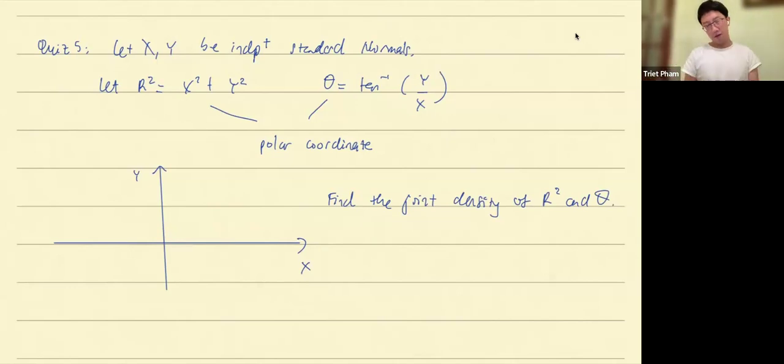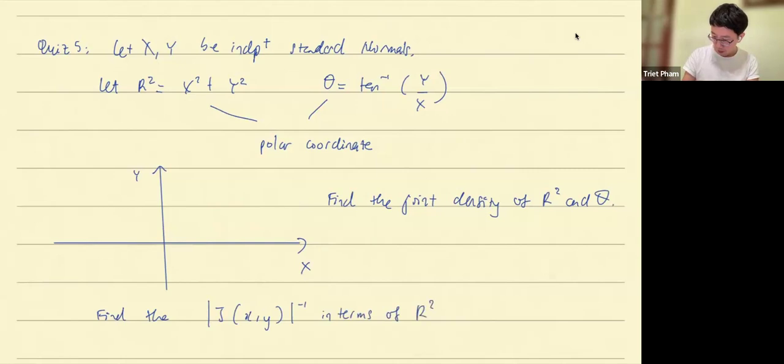You know what? Maybe let's break it down a little bit. Maybe let's try to ask you to find what? Find J inverse, J of xy inverse, in terms of r squared and theta.